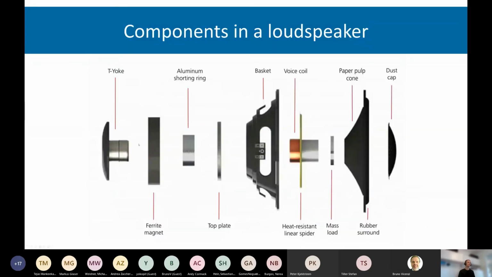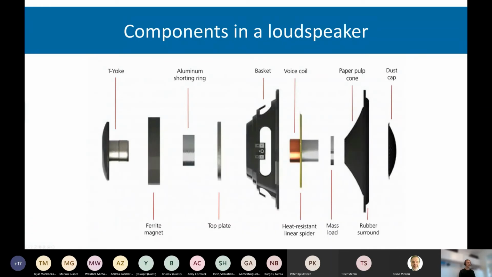Now let's turn to the loudspeaker application. As you can see here, the loudspeaker consists of many components. This is an exploded view of a loudspeaker. That's something we call a G-yoke, which is the back of the loudspeaker. We have a magnet, typically a ferrite magnet, and we sometimes have an aluminium shorting ring. I'll not go into details for this. We have a top plate, which is typically iron, and the G-yoke is also typically iron.